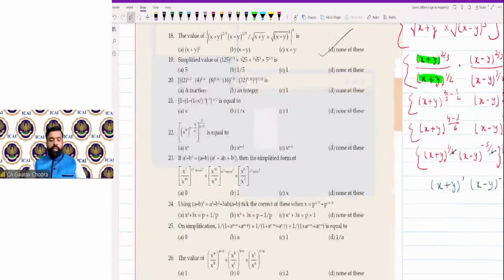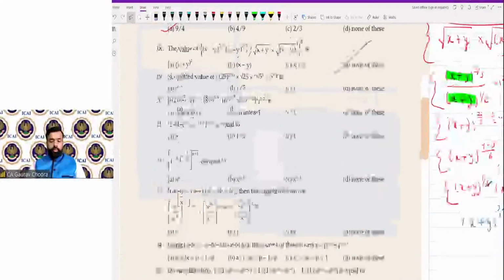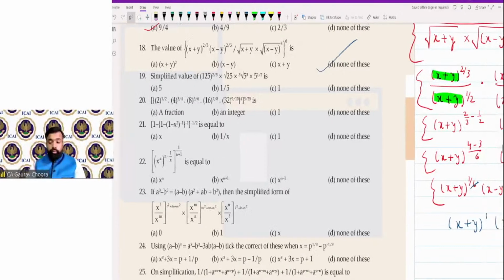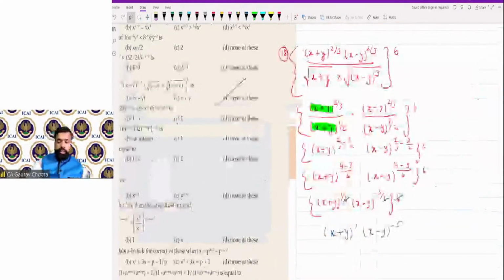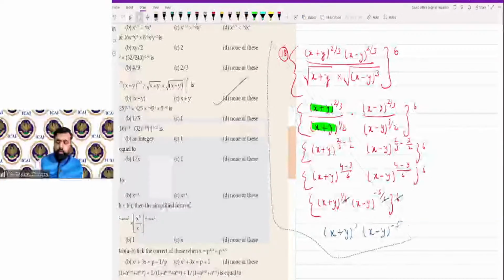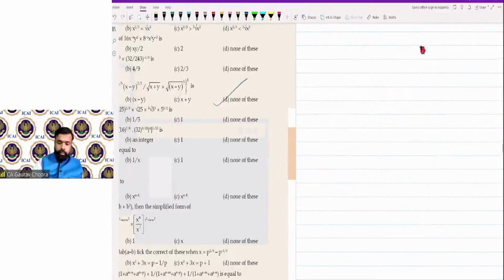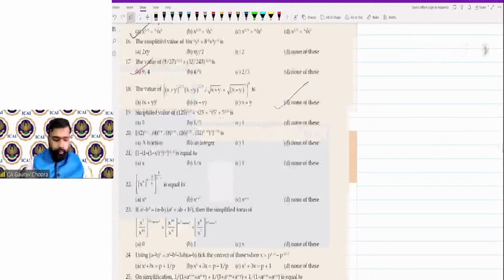Okay, the next one, 19. Now, question number 19 is very easy. I think you can do it by yourself. Let's do question number 20. Well, 20 is also very easy, but yes, let's solve. So let us make some space here again. Question 20.